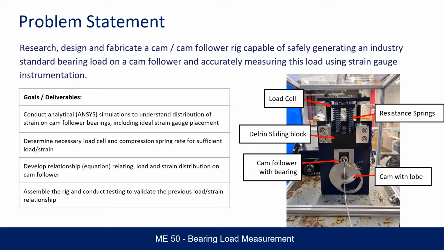As part of this project, some goals and deliverables were to conduct analytical simulations to understand distribution of strain on cam follower bearings, including ideal strain gauge placement, determine a necessary load cell and compression spring rate for sufficient load and strain, develop a relationship in the form of an equation relating load and strain distribution on a cam follower, and then ultimately assemble the rig and conduct testing to validate the previous load and strain relationship.